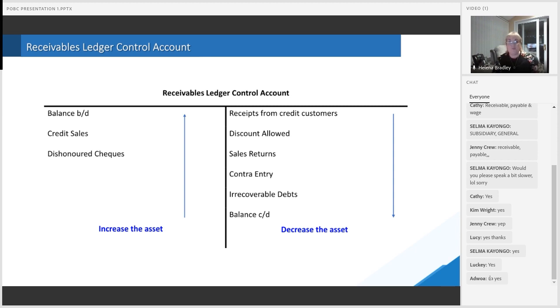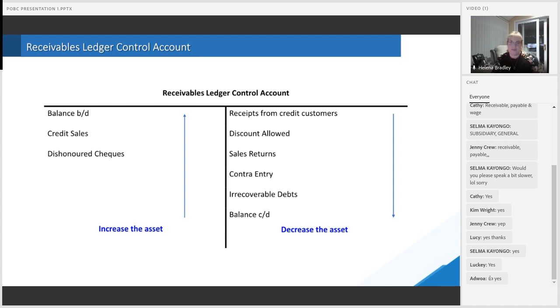And a contra entry, and this is probably a new term for this unit, but a contra entry is where we do a book entry. So this is where we supply and we buy from the same company. So instead of them paying us and us paying them, we just agree to do a book entry in their customer and supplier account. So this is sitting on the credit side of the receivables ledger control account to reduce the asset. And later in the session, when we do the payables ledger control account, you'll see it on the debit side, because the debit side is going to reduce the liability.